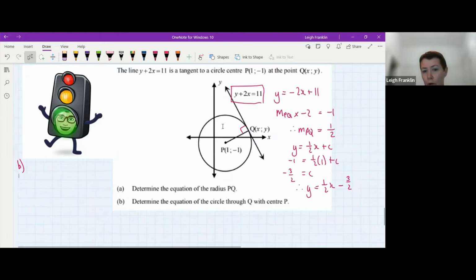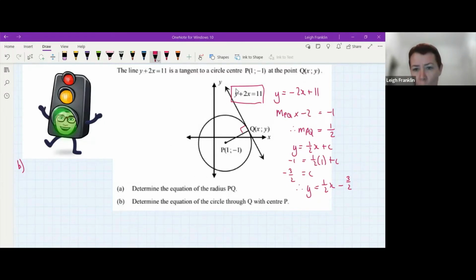First, by equating the equations and then getting our Q, and then using our Q in our radius formula in order to get the equation of the circle through Q with center P. Okay, so you don't need the gradient of a line to get the equation of the circle. But I quite agree with you. Well, this is what I did. Let me just explain to you what I did.